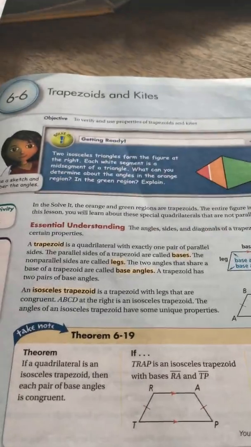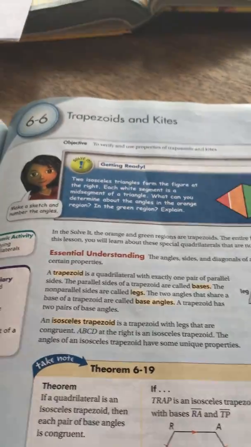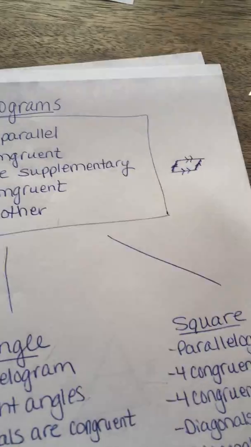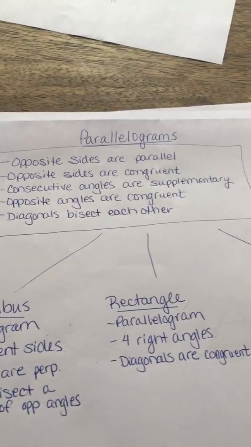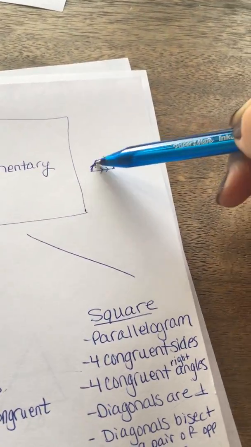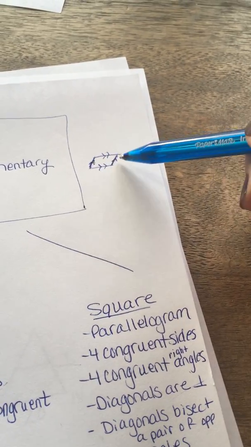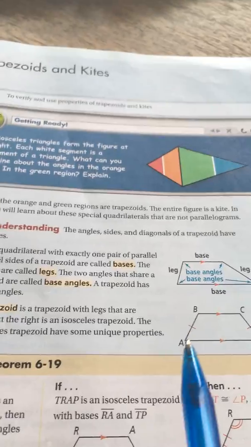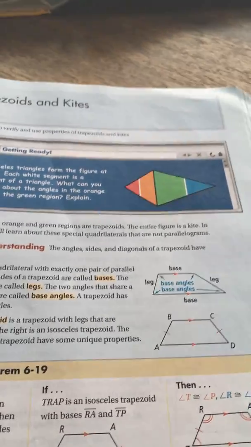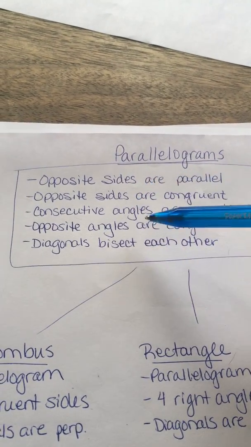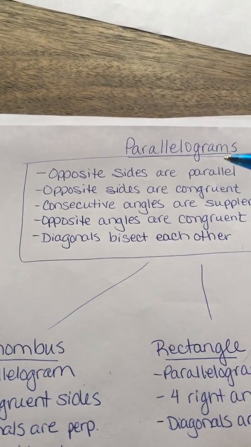Okay, y'all, we've been talking a lot about parallelograms, and I want you to realize that parallelograms, going back to this chart that we keep using, had two pairs of parallel sides. Both sets of opposite sides were parallel, so these two and these two. But a trapezoid says it has exactly one, no more, no less. So a trapezoid is not a parallelogram. These 5 things that we've been talking about with parallelograms, they do not apply to trapezoids.